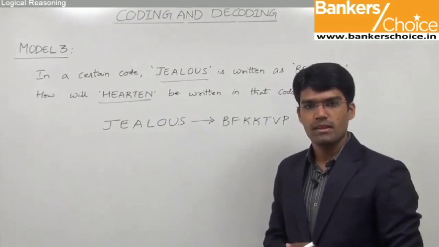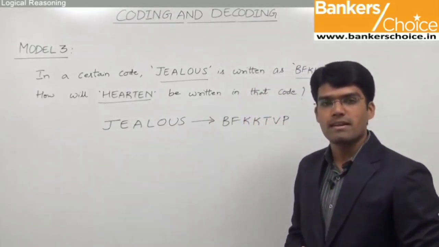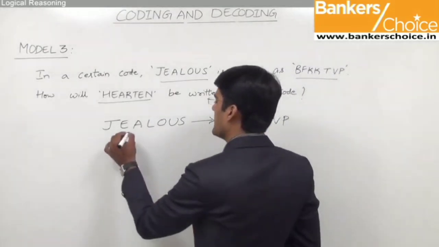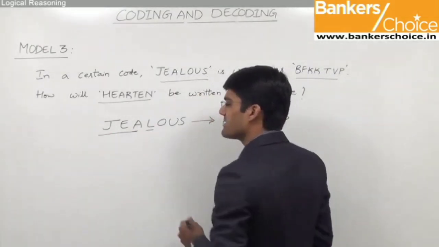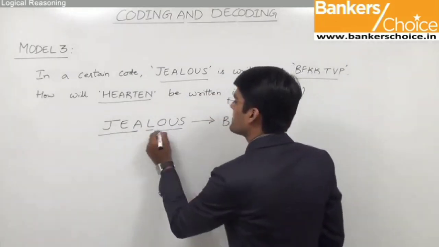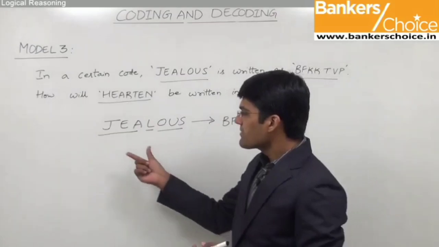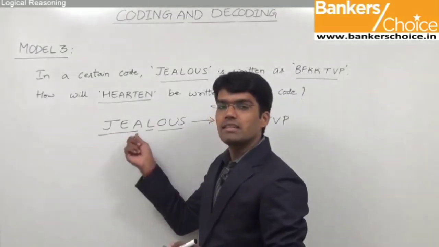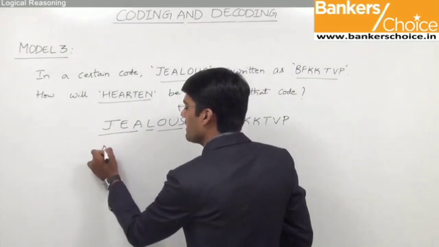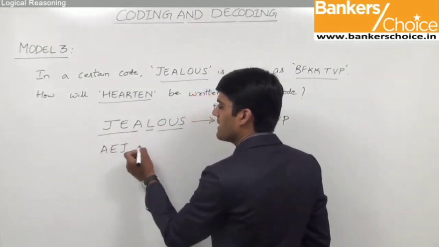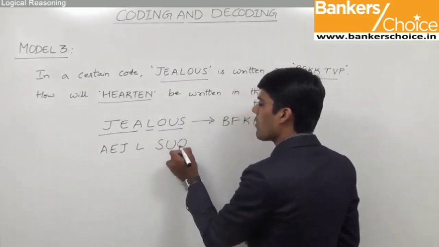word JEALOUS. The first step is to divide the given word into different parts. That is, the first 3 letters JEA is the first part, then L is taken as the second part, and the last 3 letters OUS is the third part. Now, the second step is to reverse the set of letters in each of these parts. So, JEA becomes AEJ, L remains L as it is, and OUS becomes SUO.